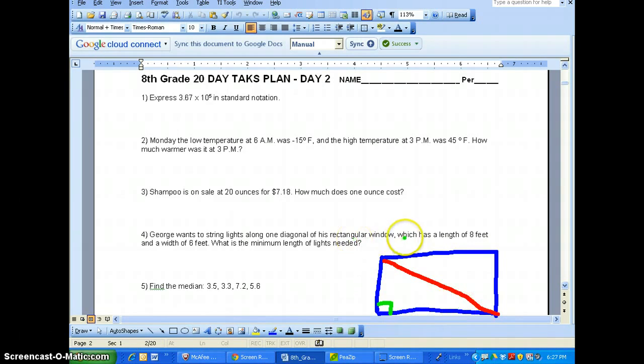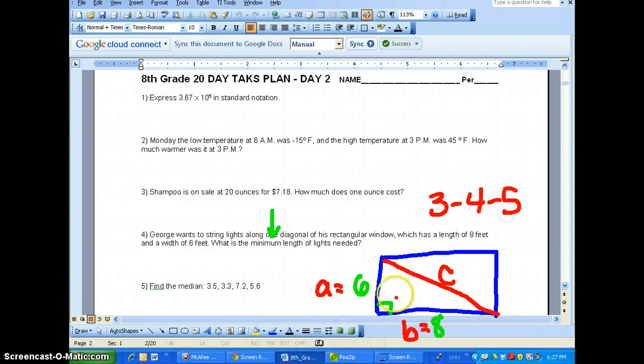It says a rectangular window has a length of 8 feet and a width of 6 feet. They want to know, what is the minimum length of lights needed? George strings the lights along one diagonal. They want to know this length right here, C. You're going to use the Pythagorean theorem. Here's your A, and here's your B, unless you remember what C is. Some of you guys probably have this memorized based on a 3, 4, 5 right triangle.